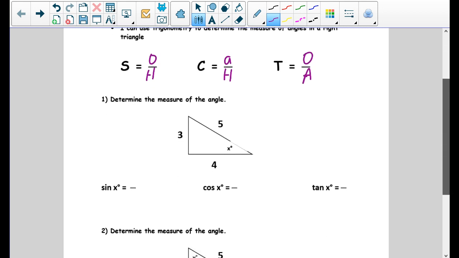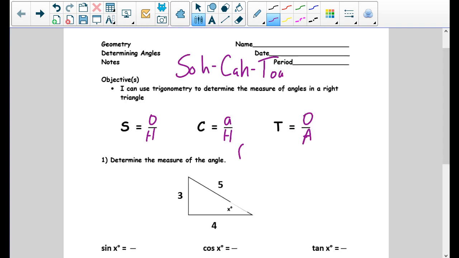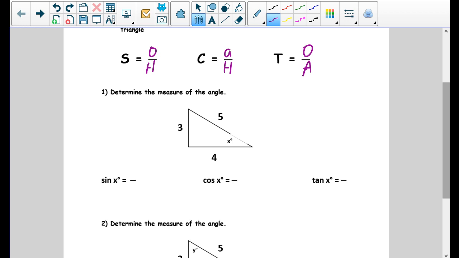So when I'm looking at finding this measure of angle x, sine is opposite over hypotenuse, so from x we're labeling O and H. So what's my opposite side? 3. And what's my hypotenuse? 5. Here's my 90. So that's my fraction. So sine of x equals 3 over 5.